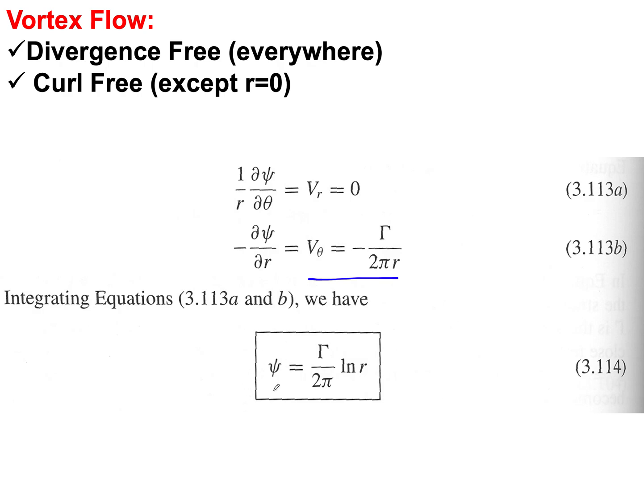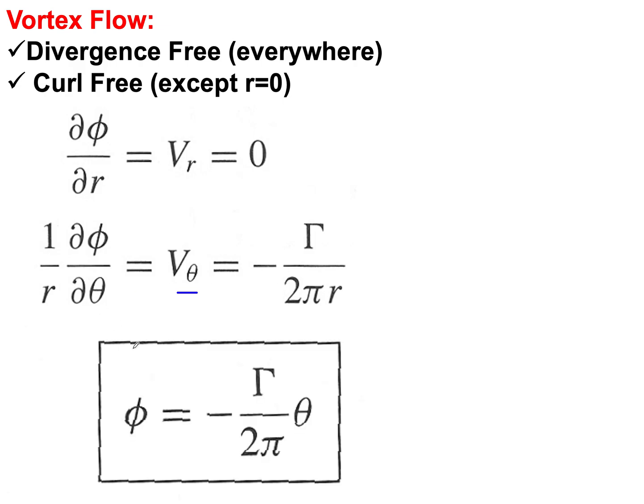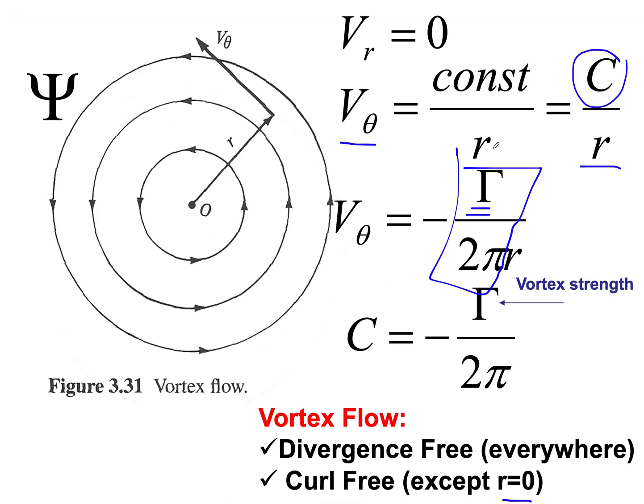So that's our stream function, and we can get the velocity potential in a very similar fashion. For the velocity potential, v theta is 1 over r dφ/dθ. So we get φ to be equal to Γθ over 2π, it's straight lines, just like a source and a sink. If you plot that, these are my streamlines, and my velocity potential lines look like this, the radial lines.